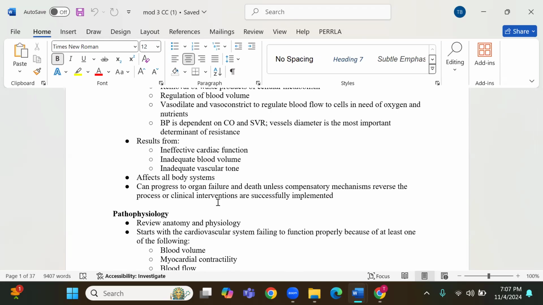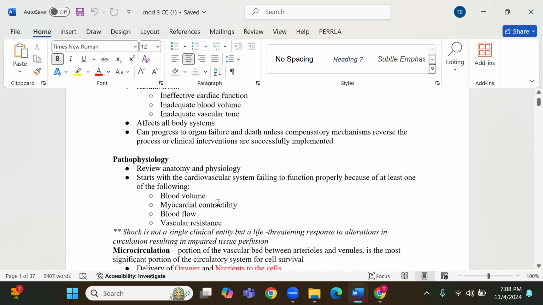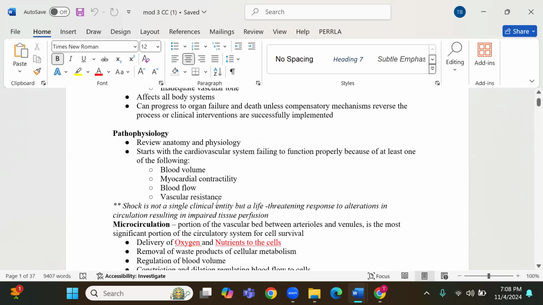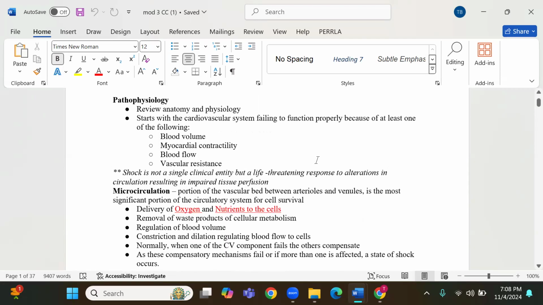Now, the body's very smart. It will try to compensate to a certain point, and you'll see that in just a minute. Usually, and I'm going to say this for test's sake, the first place you might notice shock, because the blood volume is not there, is in the urine output. Remember, the kidneys get about 25% of immediate cardiac output. So if you're not peeing like you should, you're probably going to see it because of a drop in blood volume.